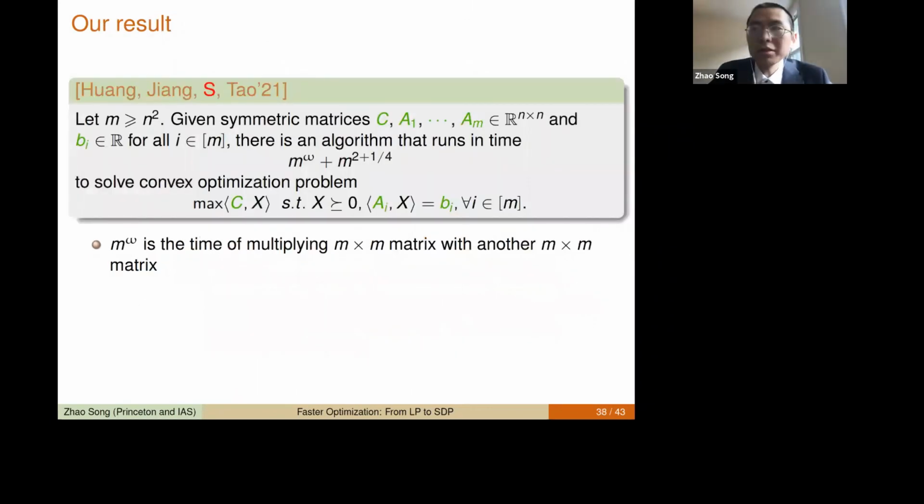Here, let me briefly introduce our results. As I emphasized before, SDP has two parameters, one is m and one is n. For the case where m is below n squared, the running time will be a little bit ugly, but we still get some improvement. But for m at least n squared, which has a lot of applications in graphs, we do get m to the omega time, and this m to the omega is essentially tight, because if you want to invert a matrix, it has to take n to the omega time.